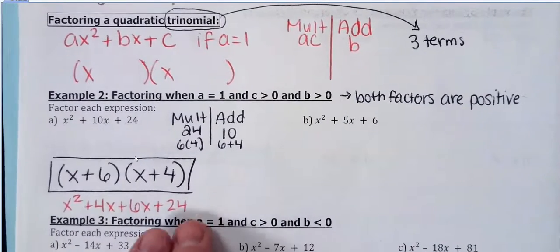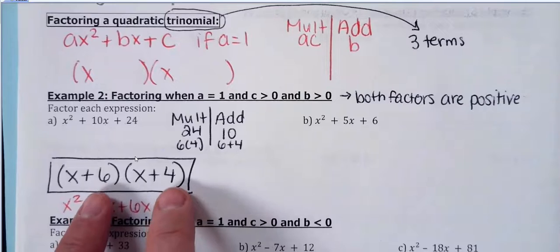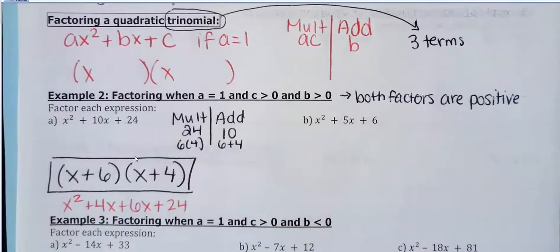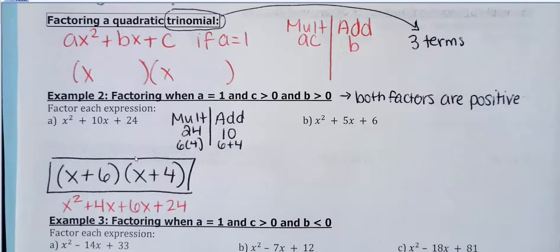And I want to multiply to get that number on the end, because I end up doing 6 times 4. That gives me 24. That's why this will work every time. You don't have to do guess and check. If you can fit both those requirements, you're good. All right, so let's try another one.